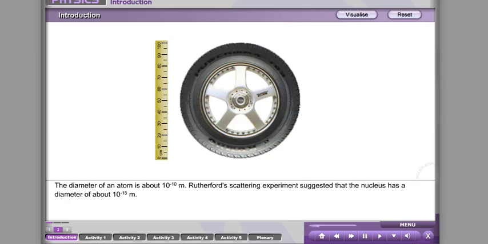The diameter of an atom is about 10 to the power minus 10 meters. Rutherford's scattering experiment suggested that the nucleus has a diameter of about 10 to the power minus 15 meters.